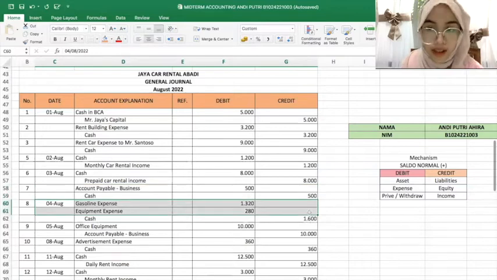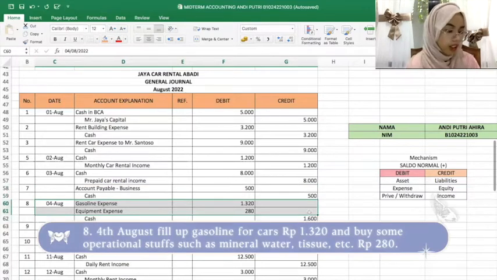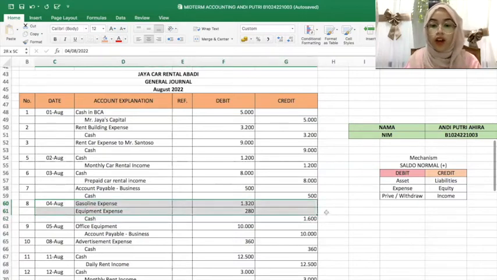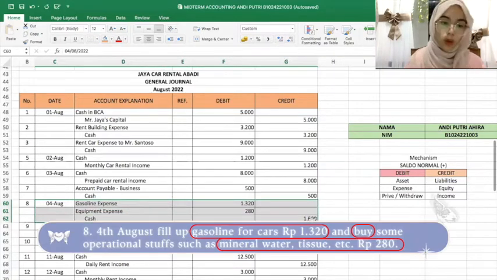Moving on to the 8th transaction, 4th August, fill up gasoline for the cars for 1,320 and buy some operational stuff such as mineral water, tissue, etc. for 280. So in here, there are 3 accounts, which are gasoline expense because they fill up gasoline for the cars. There is also consumable equipment, because they buy mineral water, tissue, etc. for 280 rupiah.